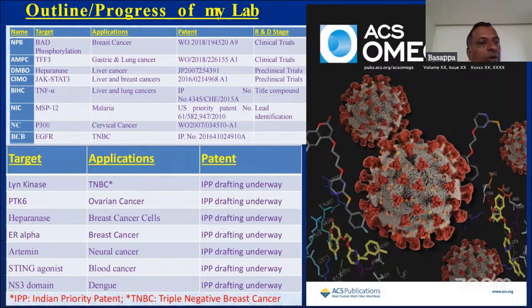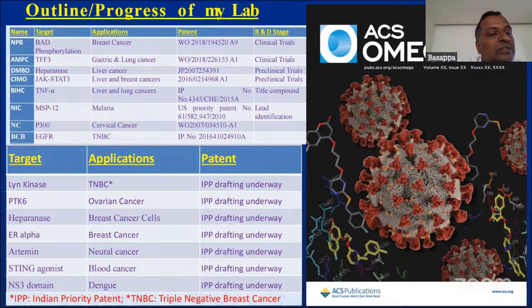As I mentioned over here, the compound NPB, which targets BAD phosphorylation, had an application for breast cancer, for which we have a PCT patent, and we now have an active patent in 13 countries. This is in the preclinical stage, and we are also going for clinical trials.